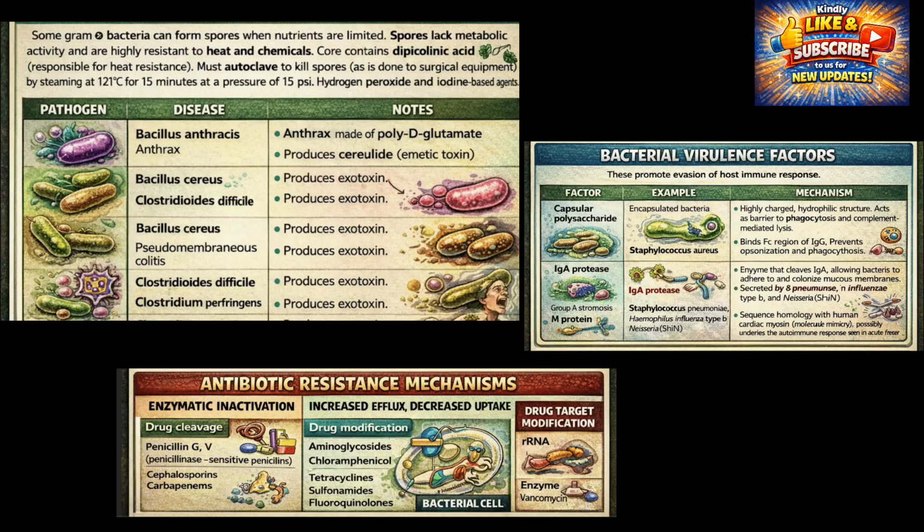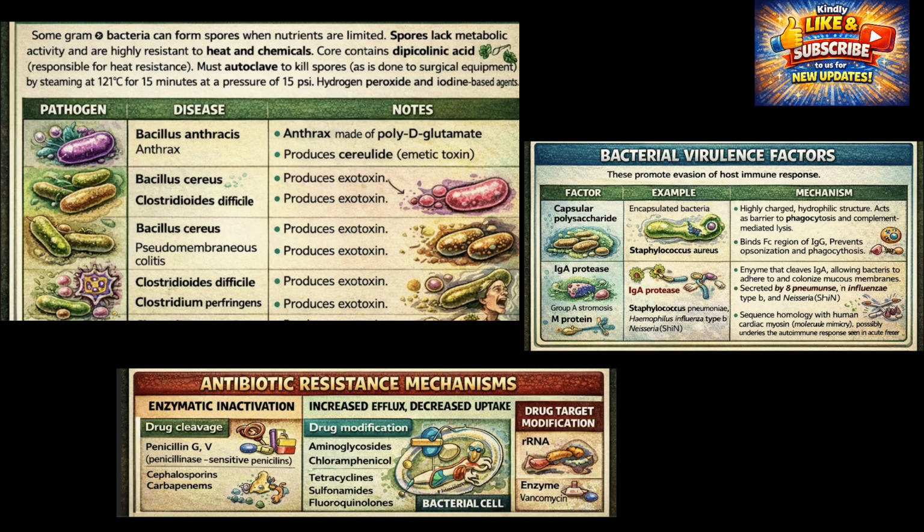IgA protease is an enzyme that facilitates colonization of mucosal surfaces by cleaving secretory IgA, the primary immunoglobulin responsible for mucosal immunity. This allows bacteria to adhere to respiratory or nasopharyngeal epithelium without being neutralized. High-yield organisms that produce IgA protease include Streptococcus pneumoniae, Haemophilus influenzae type B, and Neisseria species. Board questions often link recurrent respiratory infections or meningitis with organisms that bypass mucosal immunity through IgA cleavage.